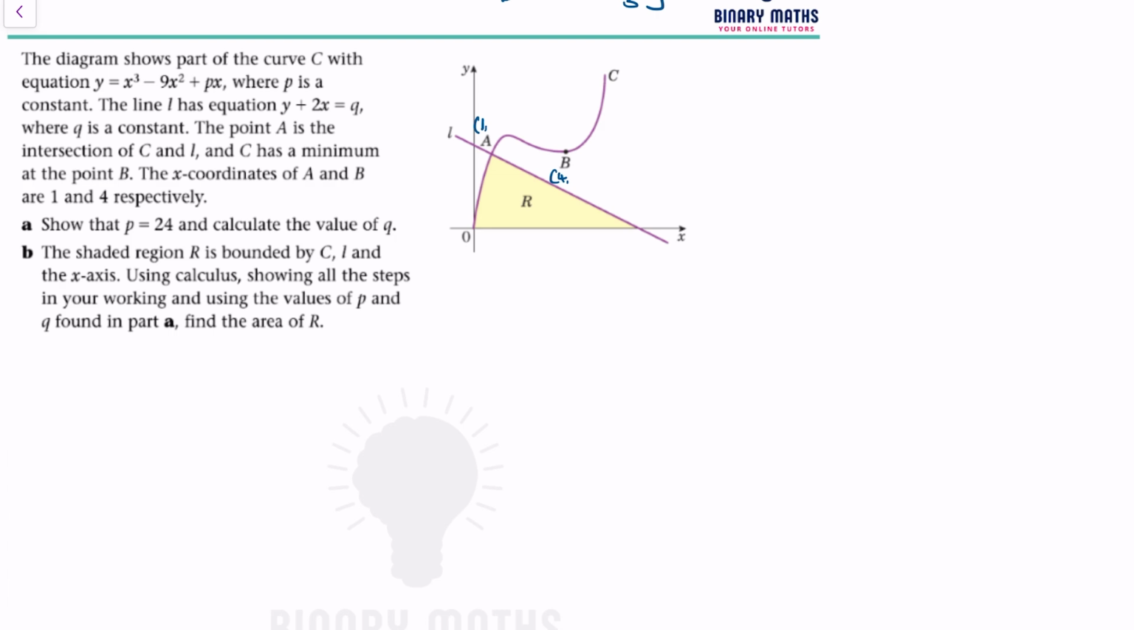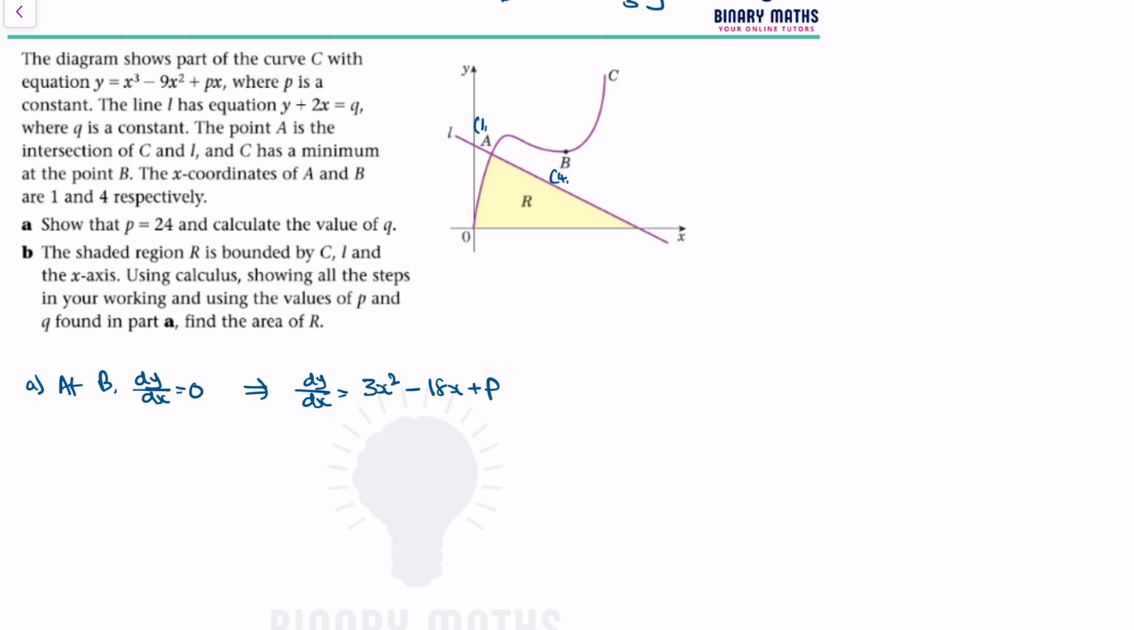Okay, so what we do know is B is a minimum point. So at a minimum point we know at B we know dy dx is equal to 0, which implies that when we work out dy dx, it must be equal to 3x squared minus 18x plus p.